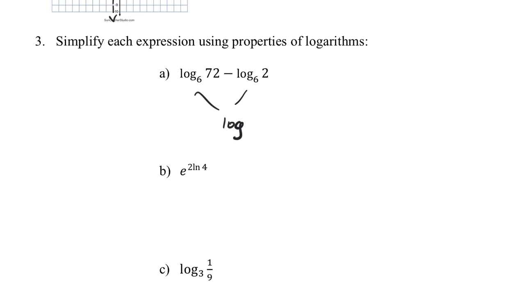So we're going to make 1 log base 6 of 72 divided by 2. So this is log base 6 of 36. And that's log base 6 of 6 squared. Those cancel. And we get 2.